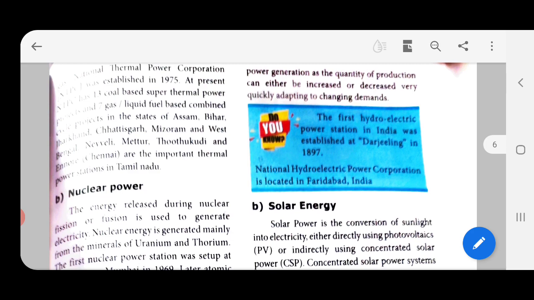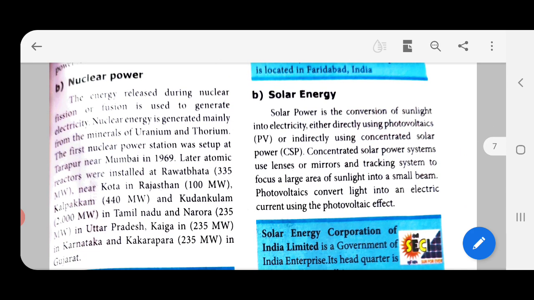Solar means sun. Solar energy is the conversion of sunlight into electricity, either directly using photovoltaics, which is called PV, or indirectly using concentrated solar power, which is CSP.